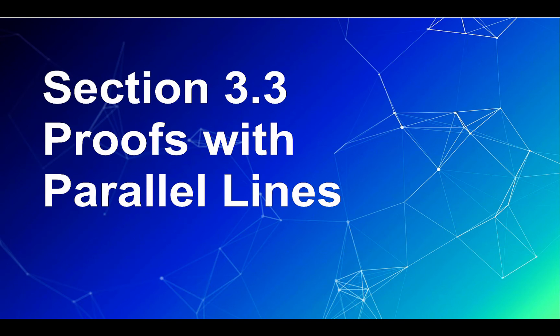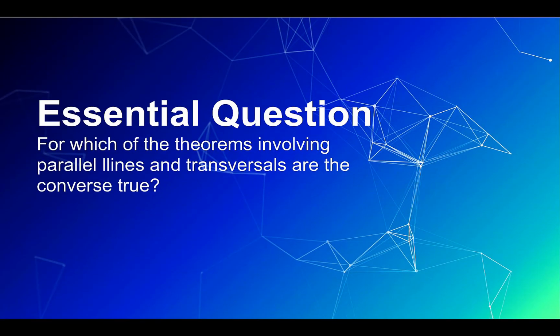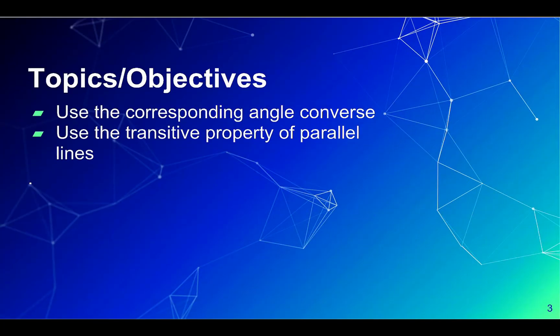Okay, so again, section 3.3, proofs with parallel lines. Essential question: for which of the theorems involving parallel lines and transversals is the converse true? Think about that word converse. We learned that in chapter 2, and we're going to be using that in this section. So we're going to use the corresponding angle converse and the transitive property of parallel lines.